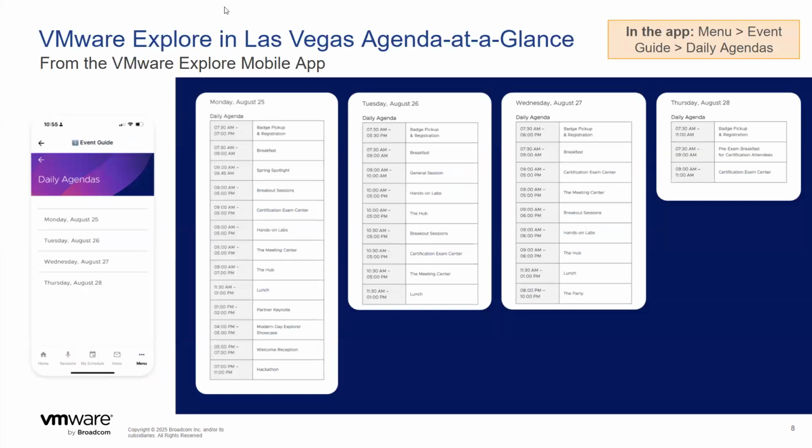Here is the agenda at a glance. Again, you can see this in the mobile app. And actually in the right-hand upper corner on this presentation, you'll see where to find things in the mobile app throughout the rest of the presentation. So if you're looking for the event hours each day, go to the daily agendas under the event guide.